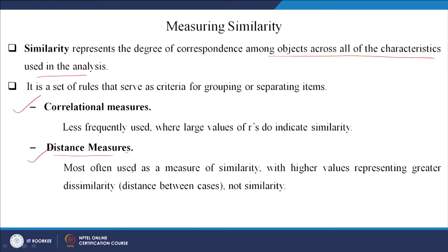Distance is most often used as a measure of dissimilarity, with higher values representing greater dissimilarity; it is the distance between cases, not similarity. That means what? Let us say this is cluster 1, cluster 2, and this is cluster 3. The higher the distance, the farther apart the two clusters are. In layman's terms, cluster 1 and cluster 2 are more different, or much more separate from each other, than cluster 1 and cluster 3. So this is a closer pair and this is much farther.